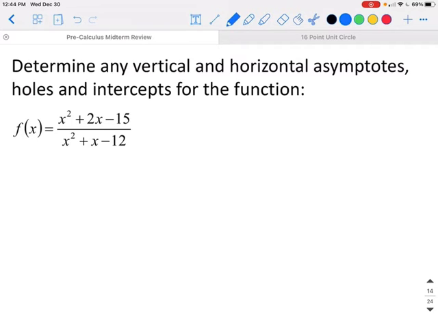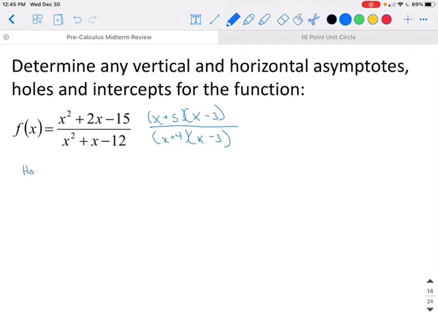Determine any vertical, horizontal asymptotes, holes, and intercepts of the function. To do this, the first thing we need to do is factor the numerator and factor the denominator to see if we have anything in common. We're looking to see what multiplies to get negative 15 that adds to get a positive 2. So that would be a positive 5 and negative 3. What multiplies to get a negative 12 that adds to get a positive 1 would be a positive 4 and a negative 3. As you can see, we have an x minus 3 on top and bottom.